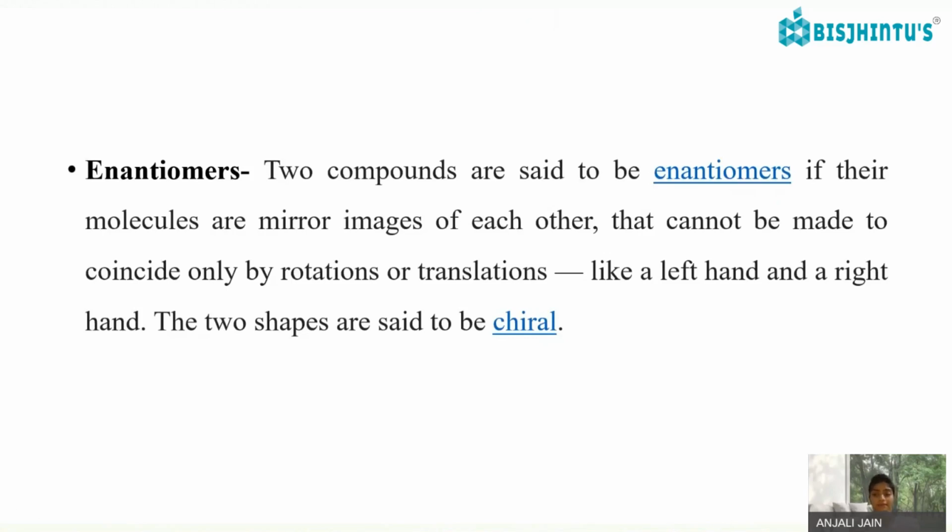Now, what is a chiral carbon? Any atom is chiral when it is attached to four different moieties. So if I am making the enantiomers, two compounds are said to be enantiomers if they are attached to four different moieties in such a way that their mirror images overlap each other, but the overlapping cannot be made to coincide only by rotation or translation. If they go left to right or right to left, like moving clockwise or anti-clockwise, then only rotation or translation can take place.